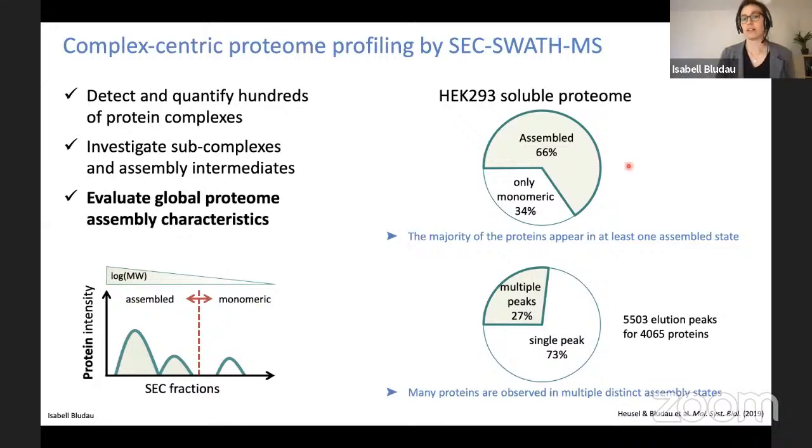We figured out that 66% of the proteins appear in at least one assembled state. And we could further see that a lot of proteins, namely 27%, have multiple peaks along the SEC dimension. I think these two results show very nicely the diversity of assembly states that are present in a single cell, and that proteins might actually be contributing to alternative functions by being part of different complexes.